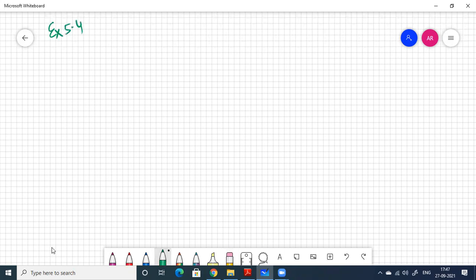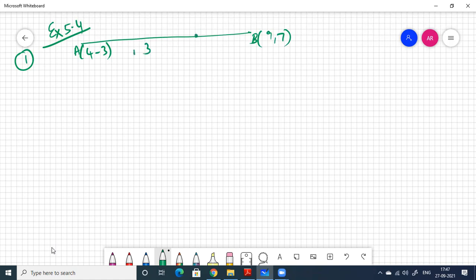Exercise 5.4 now. Let us do the first sum. Find the coordinates of the point which divides a line segment joining the points. Here is a line segment, AB. A is 4 comma minus 3. B is 9 comma 7. It divides the whole thing in the ratio of 3:2. M is equal to 3, n is equal to 2. This is point P, x comma y. He's asking to find what are the x and y values of P.